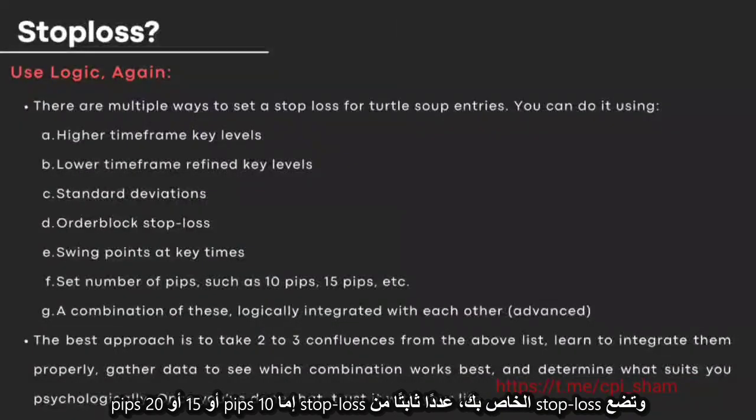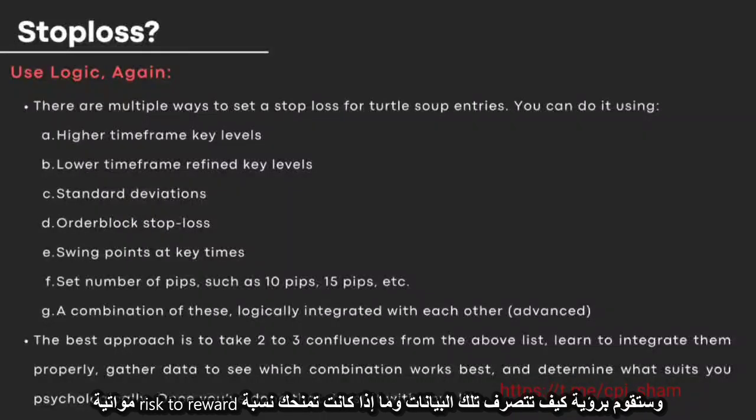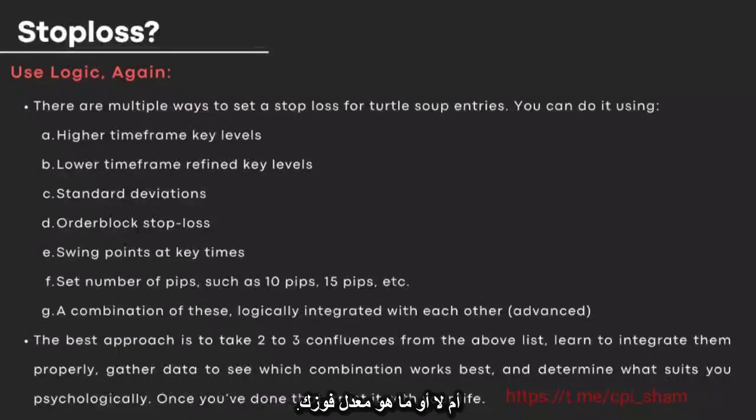So what we're going to do is we're going to look for a standard deviation level, combine it with a fixed number of pips, right? And then also match it with a refined lower time frame key level, and then we're going to put our stop loss there, and it will help us have an even more logical and refined stop loss, right? You can play with it based on your own preferences and combine different protocols with each other.